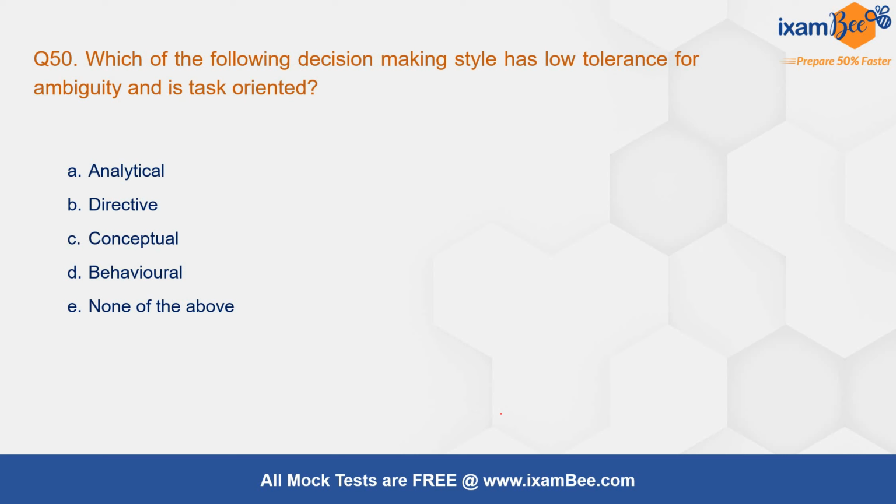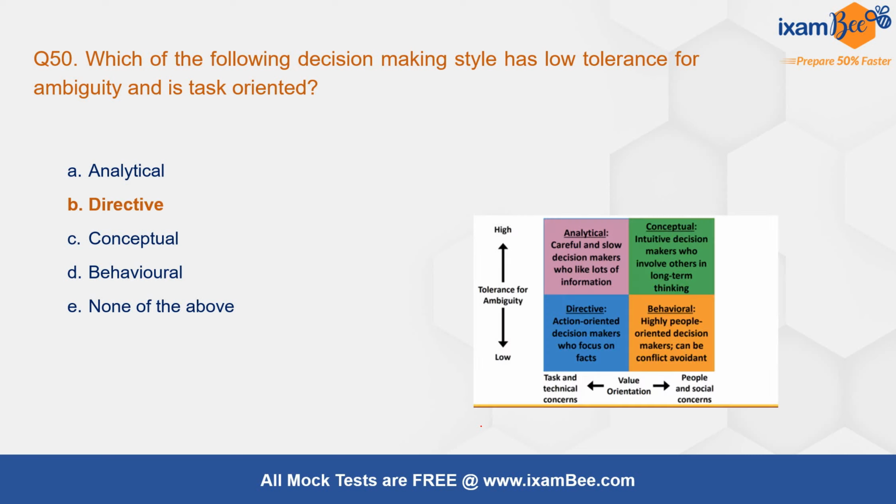The last question. Which of the following decision-making styles has low tolerance for ambiguity and is task-oriented? In my previous video, I had discussed the 4 key decision-making styles based on 2 parameters, the tolerance for ambiguity and the orientation towards work and people. So based on that, this is known as the directive style.